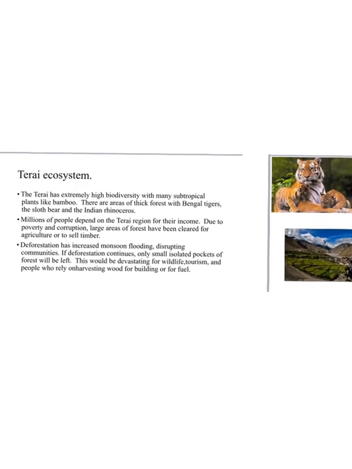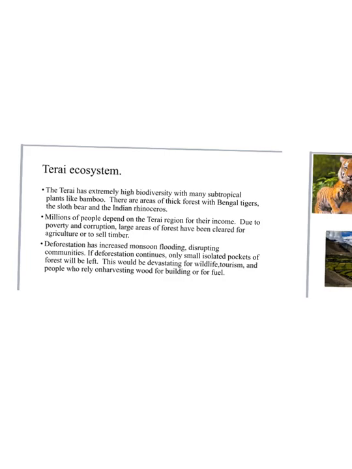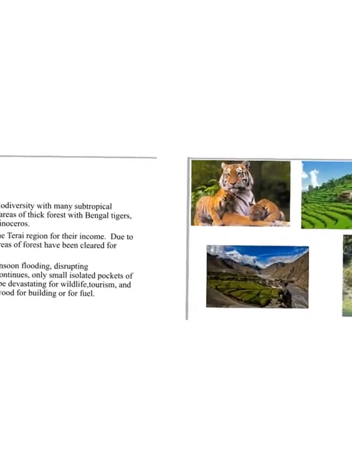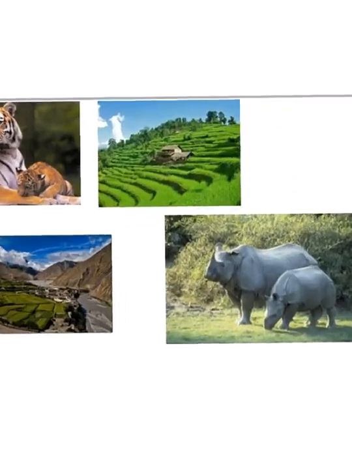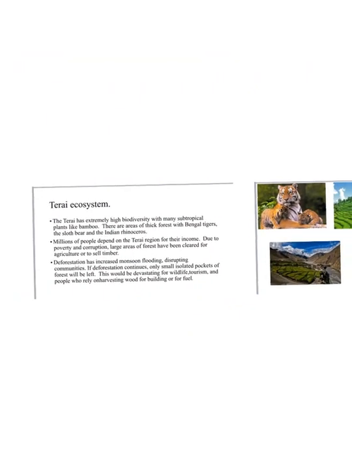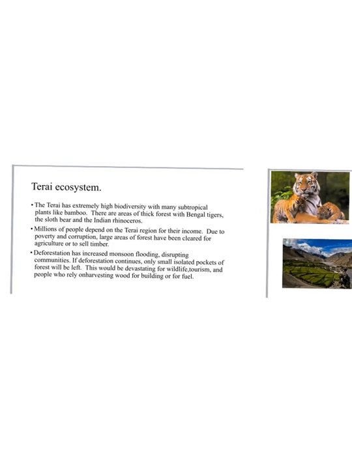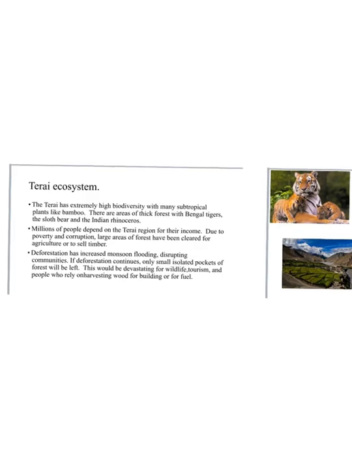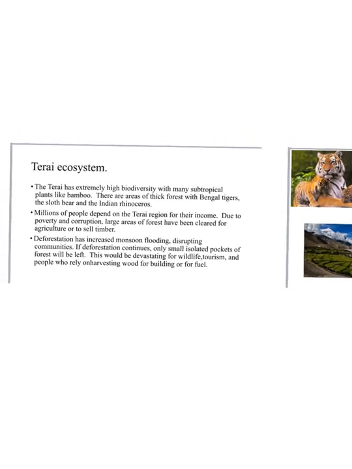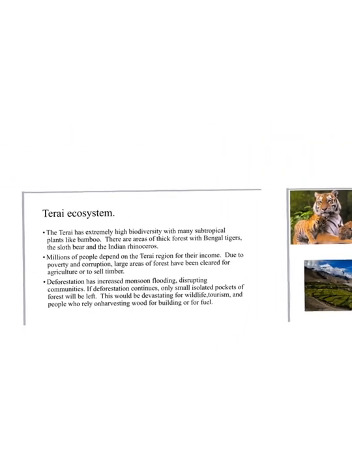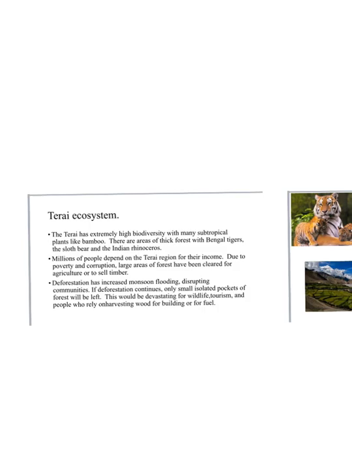The Terai ecosystem has extremely high biodiversity, with many subtropical plants like bamboo. There are areas of thick forest with Bengal tigers, sloth bears and Indian rhinos. Millions of people depend on the Terai region for their income. Due to poverty and corruption, large areas of forest have been cleared for agriculture and to sell the timber. Deforestation has increased monsoon flooding, disrupting communities. If deforestation continues, only small, isolated pockets of forest will be left. This would be devastating for wildlife, tourism, and people who rely on wood for building or for fuel.